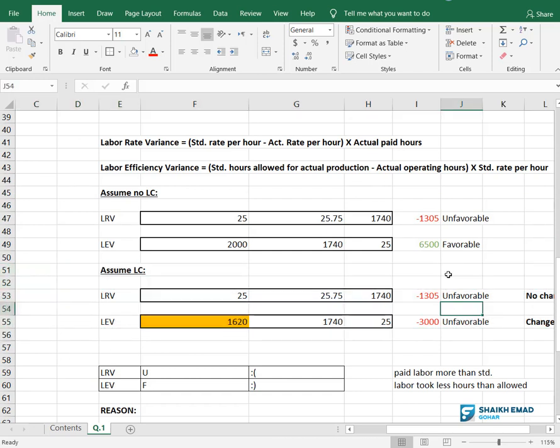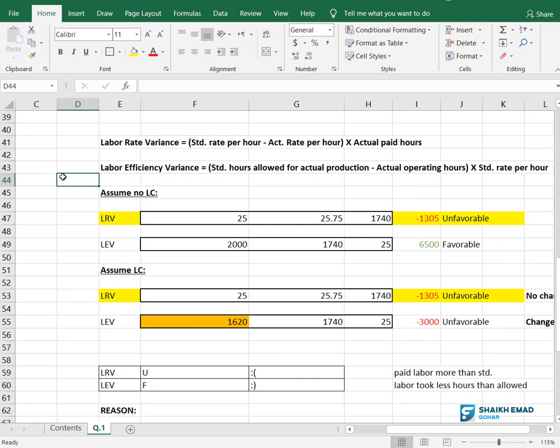Okay, my friends, please see this highlighted area. Can you see any change in the labor rate? This is the labor rate variance, this one. It means there is no change in the labor rate variance, no matter whether you consider the learning curve or ignore it. This is what I asked you in the start, remember? Will there be any change on the rate? You said no. And this is the answer. There is no change, definitely.